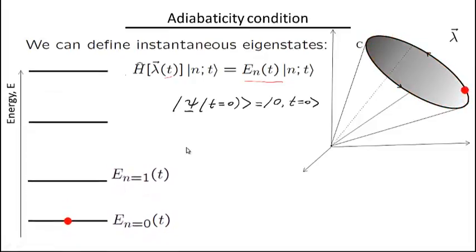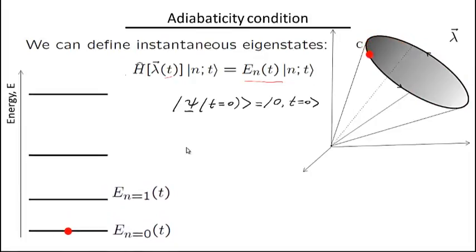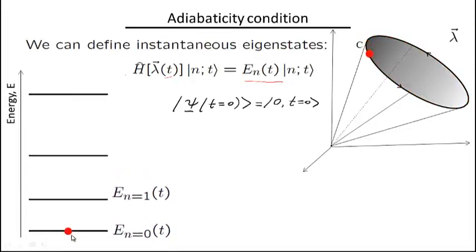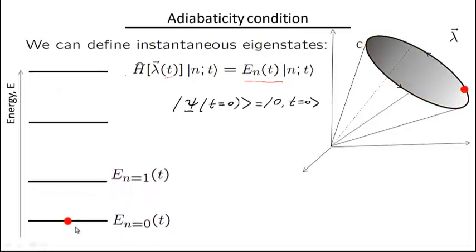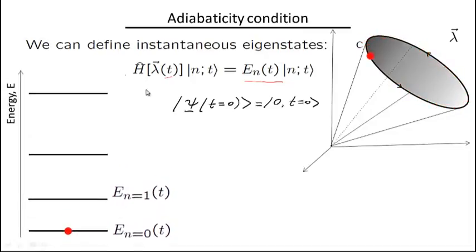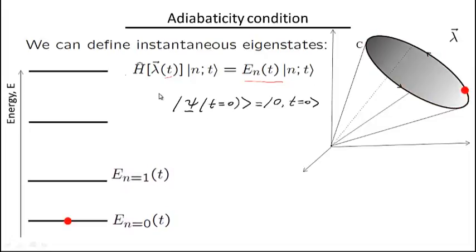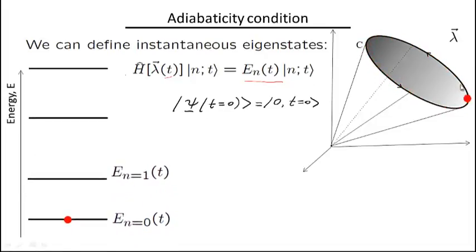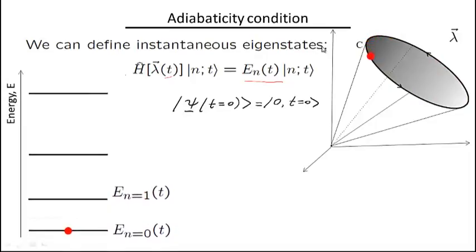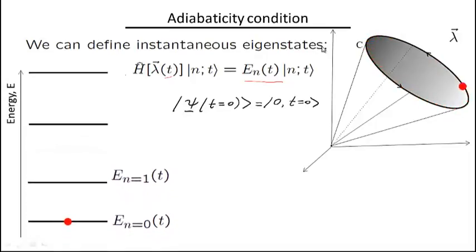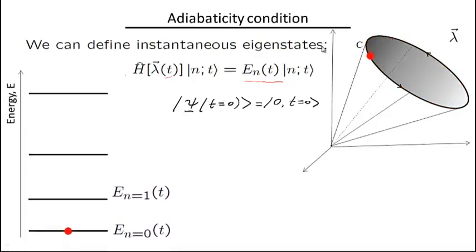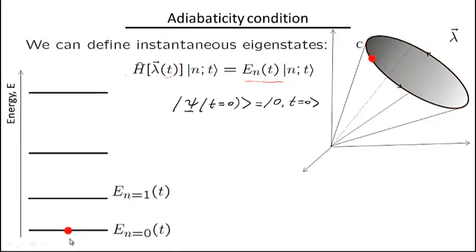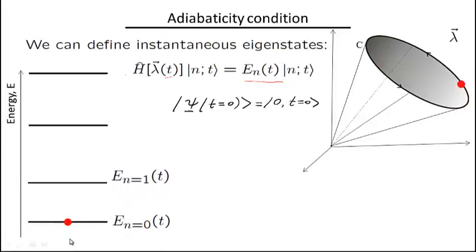But if it is slow, and this will be the definition of slow, the state of the system would remain in the instantaneous ground state of my Hamiltonian. Also in this case, if I start from this point in the parameter space and return to the same point in the parameter space, so at the end of this periodic evolution, the system would remain in the old ground state. And this will be my definition of a slow perturbation.